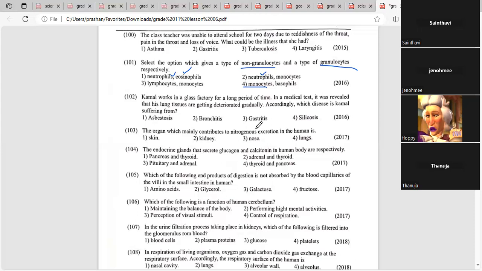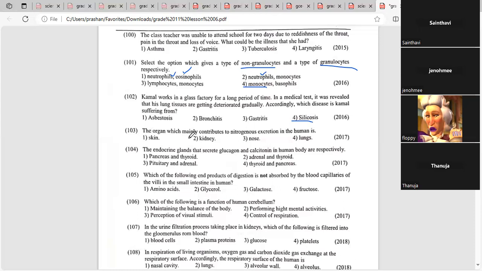Okay, gastritis is a disease associated with the digestive system. Asbestosis is a disease associated with asbestos based products. Okay, bronchitis is also a different type, not associated with the glass industry. That is also a disease associated with the respiratory tract. Therefore, here the answer is silicosis, fourth one.